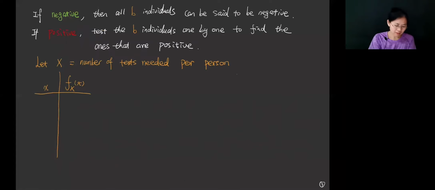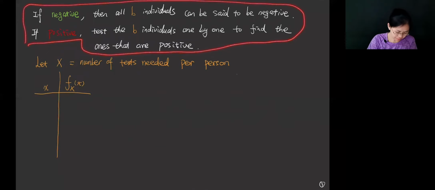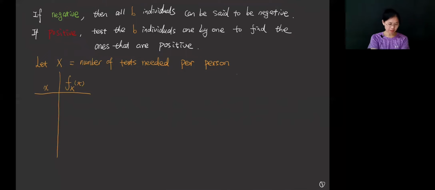Now, that is batch testing. Okay? The batch testing is done in this way. Now, what we are interested in is a random variable x that stands for the number of tests needed per person in the batch testing. The number of tests needed per person now is random. It depends on whether the pooled sample is tested positive or tested negative.